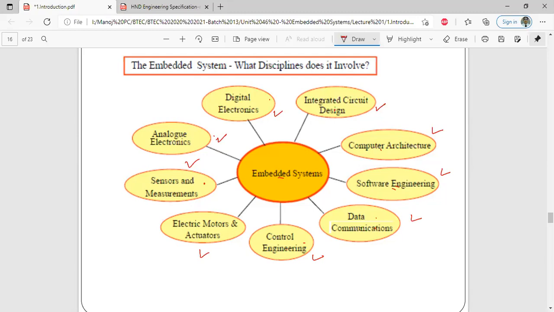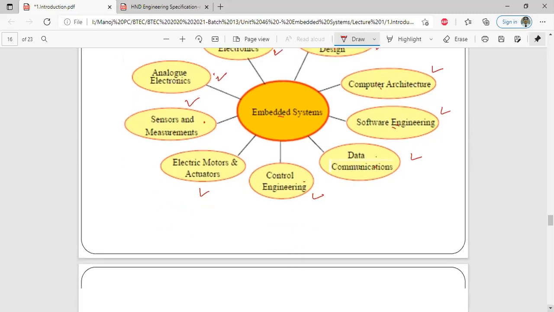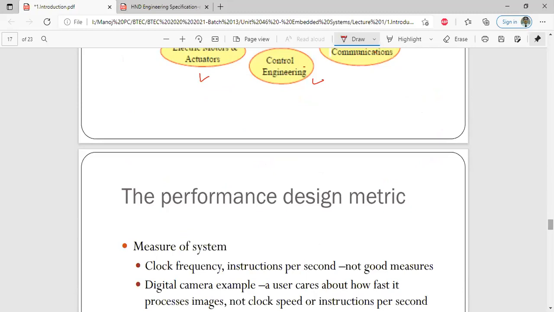So why do we need IC design? Because we have to keep it inside the device, and we should include it in a device as small as possible, the microcontroller unit and that part, right? Then we require digital electronics, analog electronics, sensors, measurements, everything when we are making an embedded system.